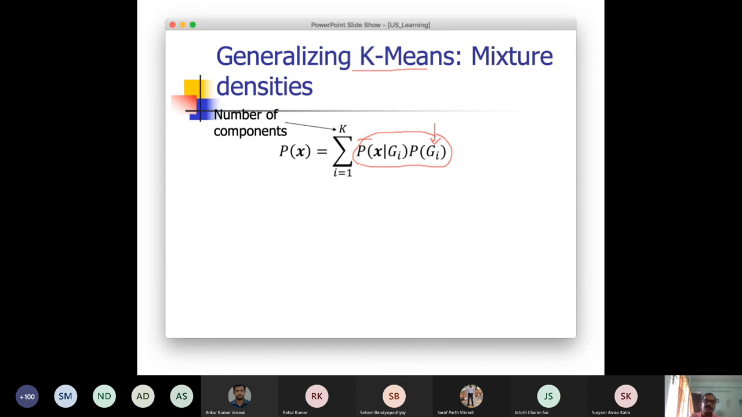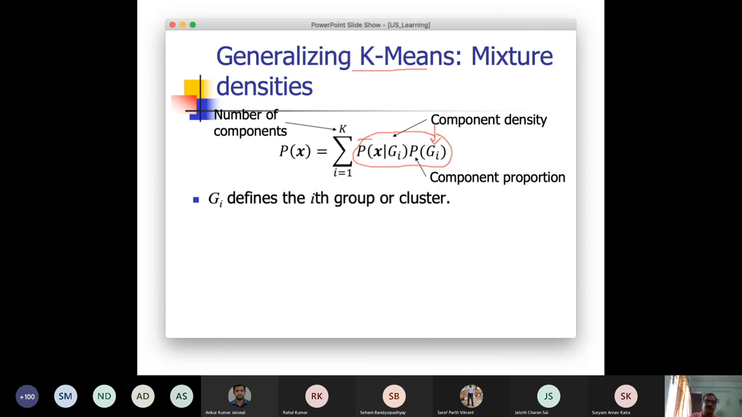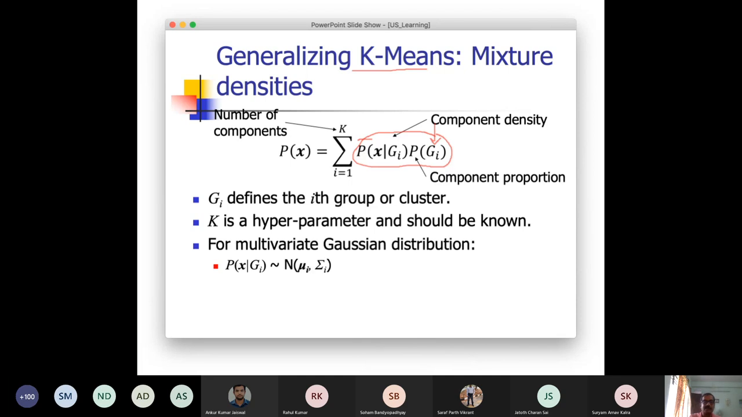Once you estimate them, your partitioning would be defined with respect to that probability model. As you asked what to call Gi, it is considered a component, and the probability of Gi is the component proportion. The component is basically looked at as a cluster. So Gi defines the ith group or cluster. Now it should be clear to you. And K is a hyperparameter, which should be known, like in k-means.